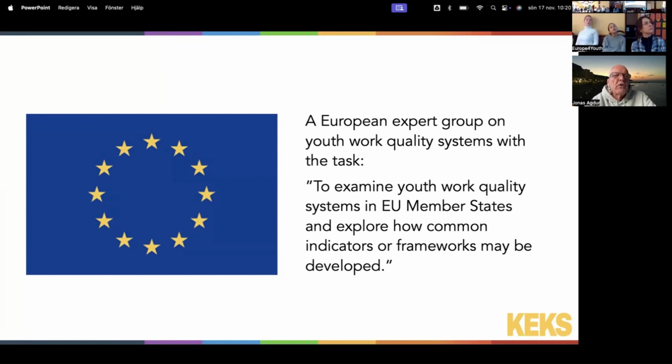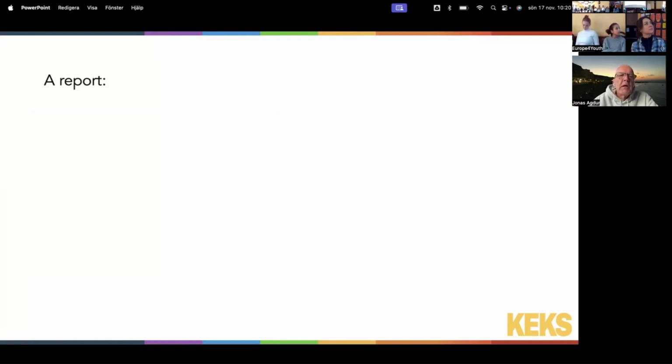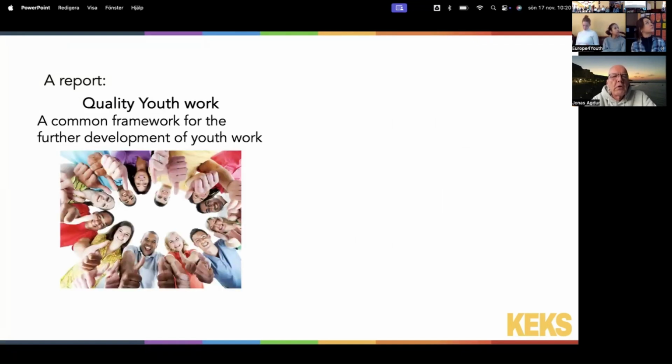I was chairing this expert group for 2 years, and that was a challenge trying to get 22 different countries to agree on what our common framework for youth work. But we actually succeeded, and there came a report, Quality Youth Work, a common framework for the further development of youth work. In 2015 came this report.